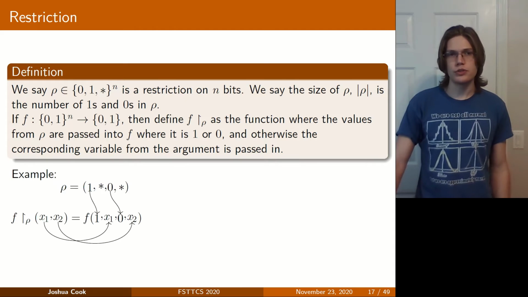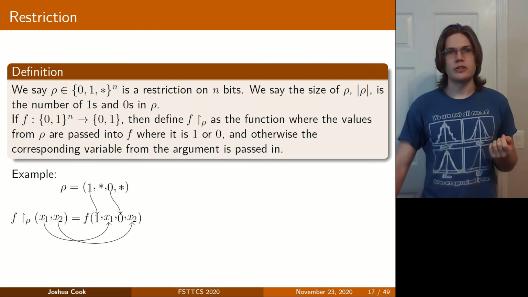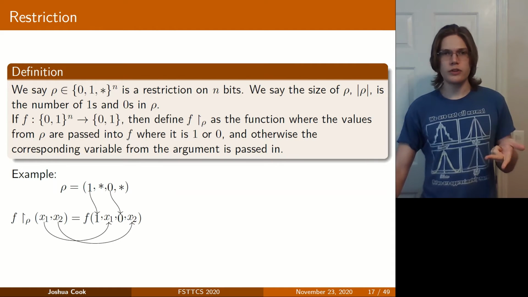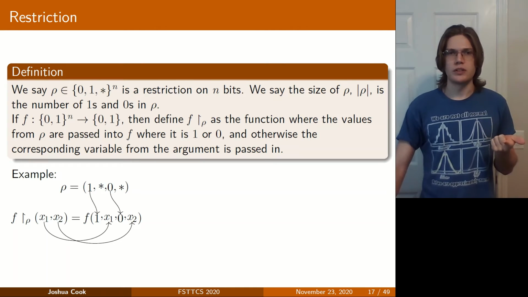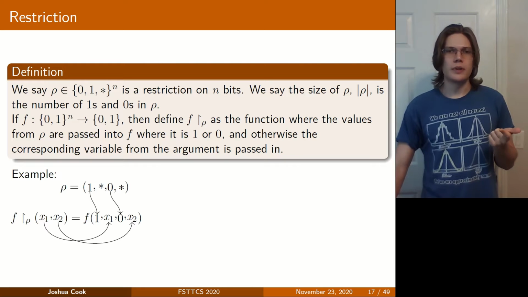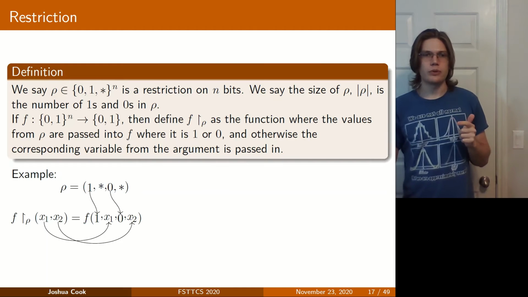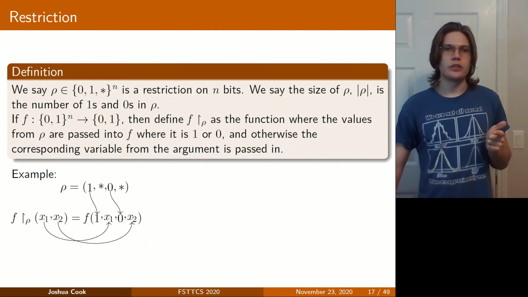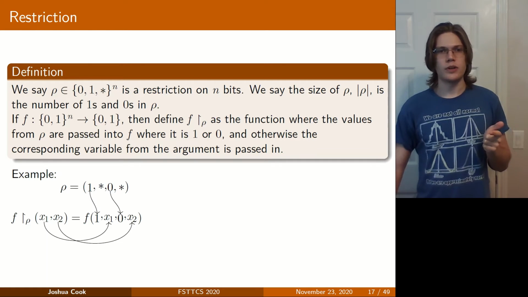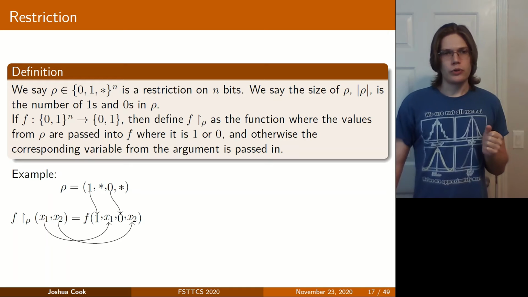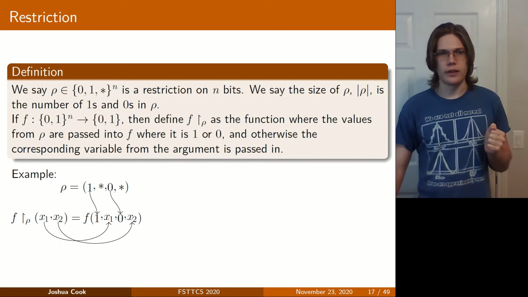We'll also use restrictions. Restrictions are basically strings that have 0, 1, and stars in them, and we say that the size of the restriction is the number of zeros and ones in them. If we apply a restriction to a function f, basically if we see a 1 or a 0, we're going to substitute that into the input of the function. If we see a star, we're just going to leave the corresponding input there.